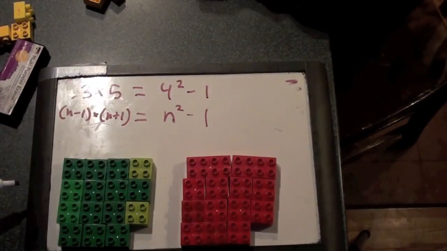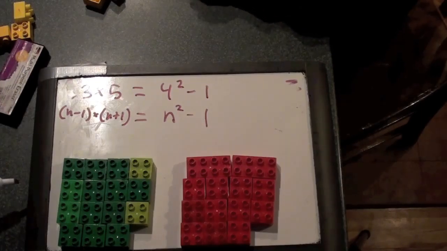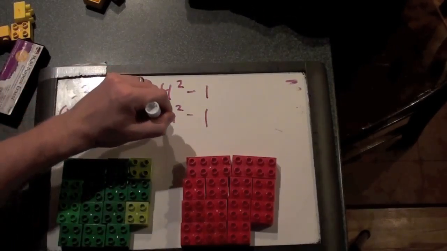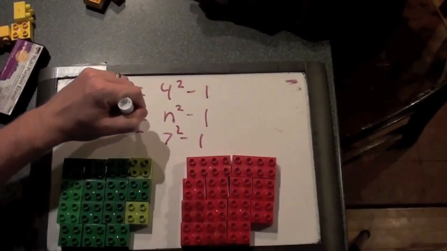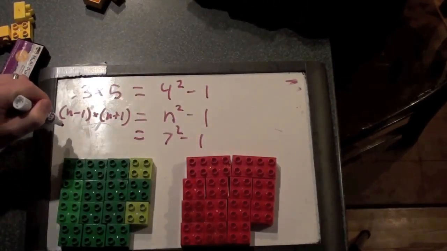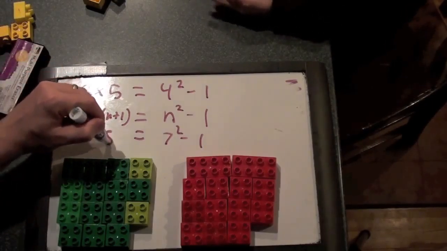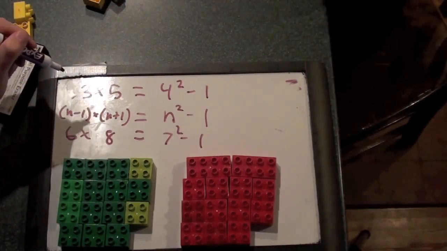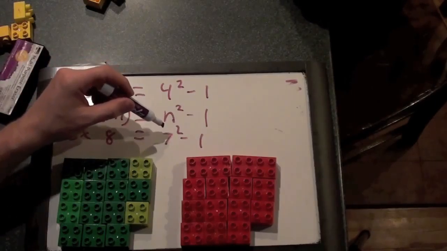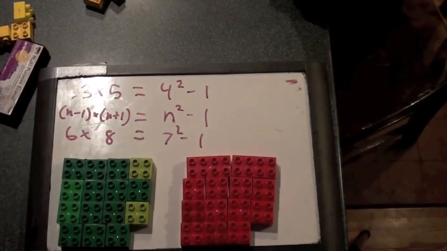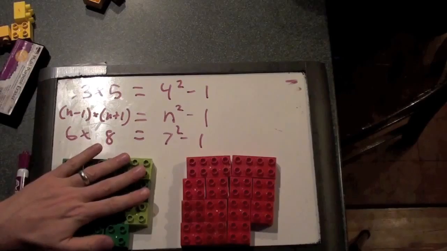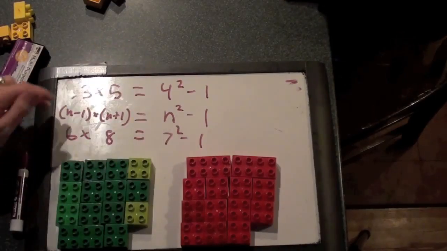How about 7? 7, okay. So let's see. 7 squared minus 1. What's 7 minus 1? 6. What's 7 plus 1? 8. What's 6 times 8? 48. Is that 7 squared minus 1? Yes. All right. That's a neat geometry, neat numbers, and then later on, we'll learn some cool algebra.